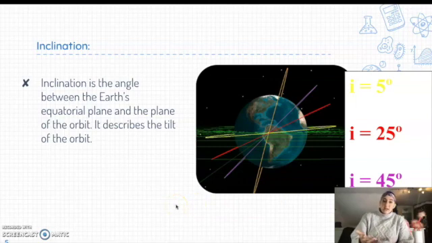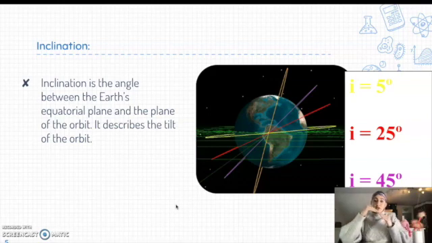Now let's take a look at inclination. So inclination is the angle between the Earth's equatorial plane, so the plane that divides our Earth in half, and the plane of the orbit, so the angle at which it is on its tilt. Okay, so this is what describes the degree of tilt in an orbit.